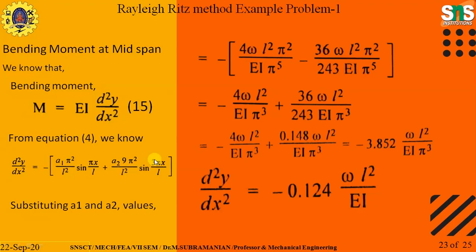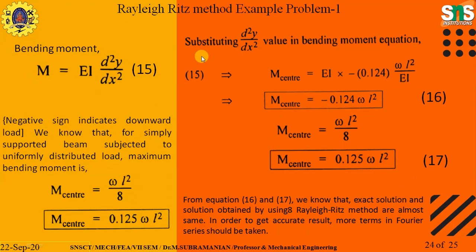So we have to substitute this d square y divided by dx square in equation number 5. The bending moment equation is M equal to E I d square y divided by dx square. So substitute this value: E I into minus 0.124 wL^2 divided by E I. So the maximum bending moment at the center point is minus 0.124 wL^2. The negative sign indicates the downward load.